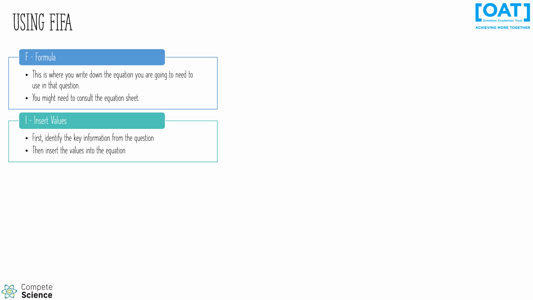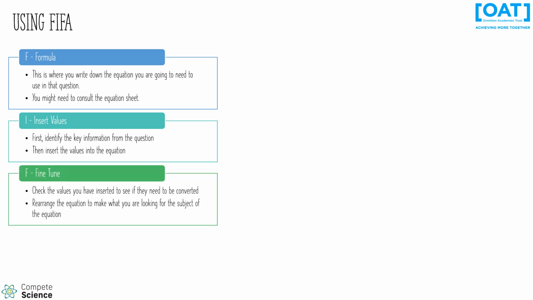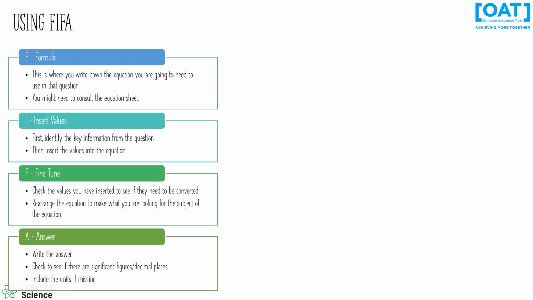I stands for insert the values. So first identify the key information from the question, then insert the values into the equation. So you put your numbers into that formula. F is for fine tune, so you check the values you've inserted to see if they need to be converted between those units. You may need to then rearrange the equation to make what you're looking for the subject of that equation. And finally, A, you write your answer, you check to see if there are significant figures or decimal places, and include the units if they're missing and if you are asked to include the units.